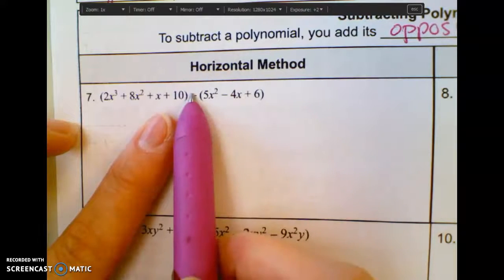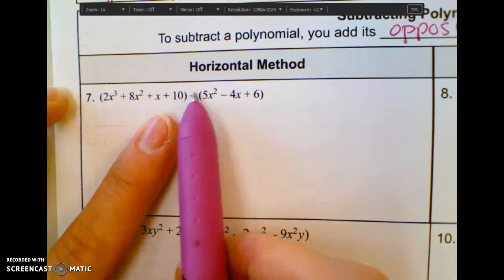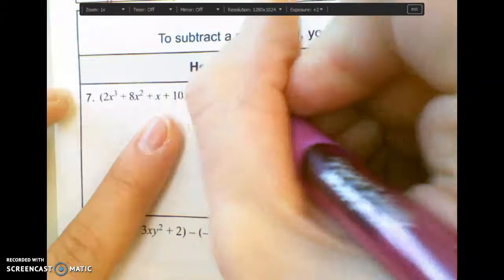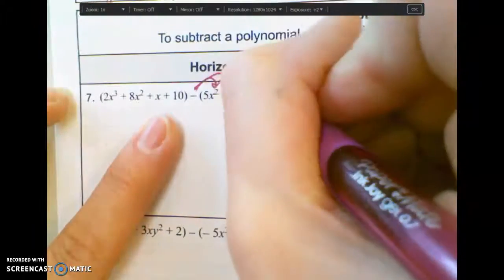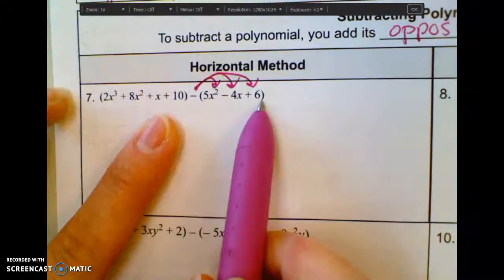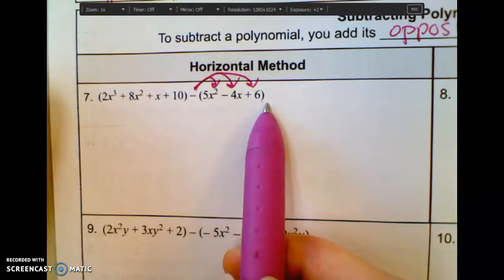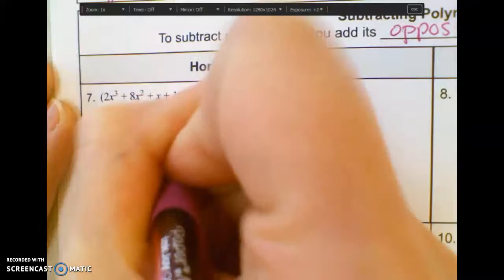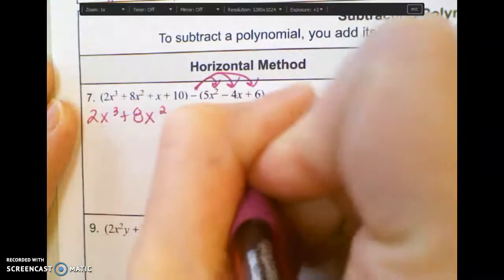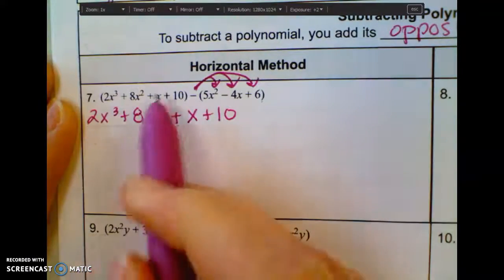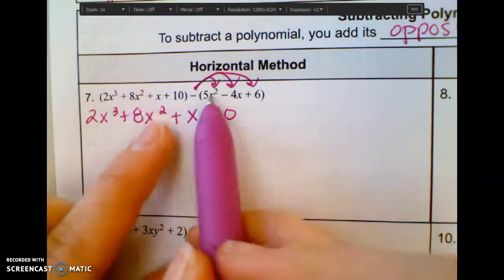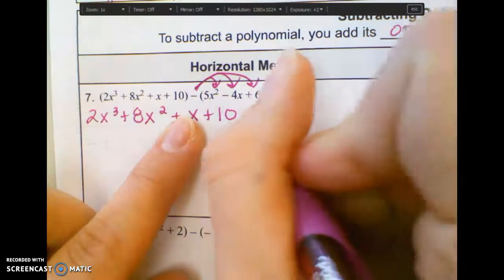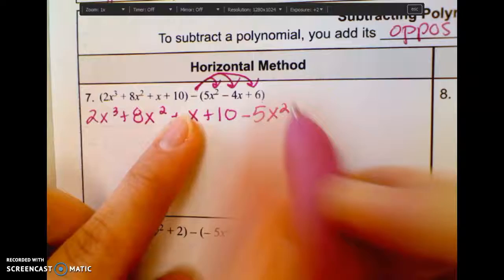I'm subtracting, so before we proceed, we need to take this subtraction and distribute it to everything in these parentheses, only the second set of parentheses. So the first set, 2x cubed plus 8x squared plus x plus 10, that remains unchanged. I just copied that down. Well, now I have negative times 5x squared, that gives me a negative 5x squared.